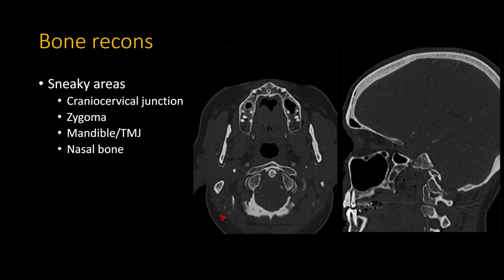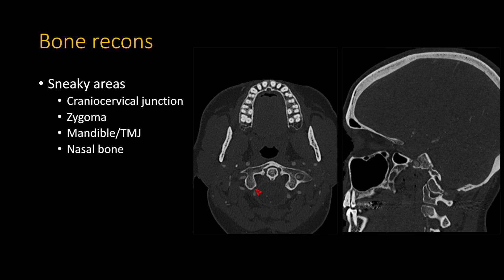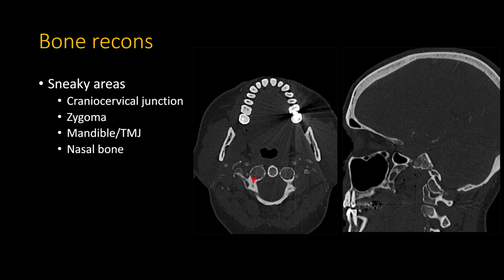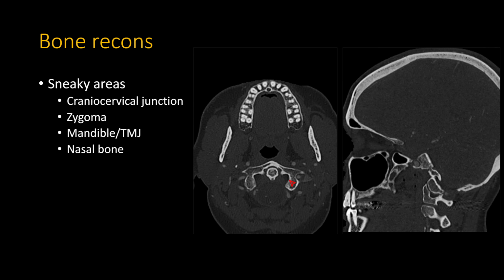So I end looking at the bones by focusing on several sneaky areas that I find are pretty easy to miss. Those include the cranial-cervical junction and C1. A lot of times on your head CTs, you actually do get the majority of C1, as you can see here. This particular CT, you get a lot more, but even on standard head CTs, you do get C1 a lot of times. So just make sure you're not dealing with an unsuspected C1 fracture.